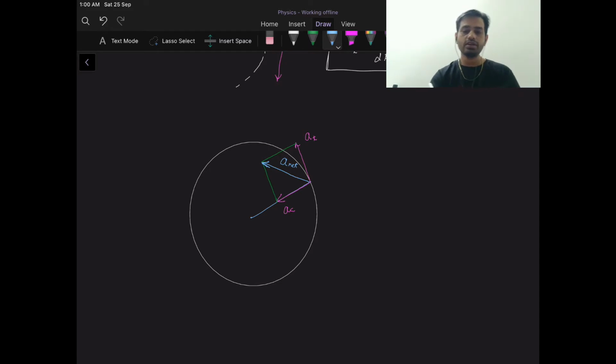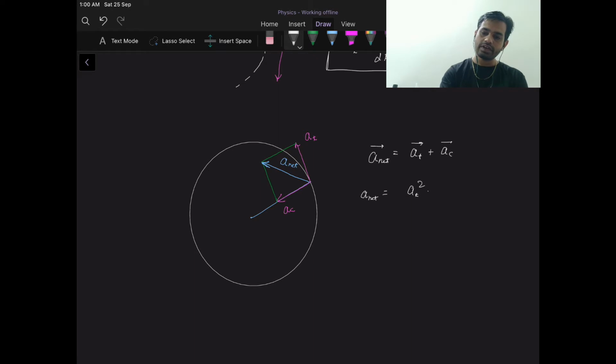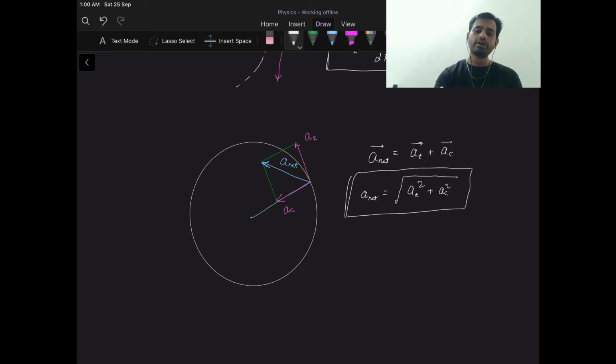So what can we write here? A net vector will be equal to at vector plus ac vector, right? And what will be the magnitude of net acceleration? The magnitude of net acceleration will be equal to the square root of at square plus ac square. This will be the magnitude of net acceleration, right?